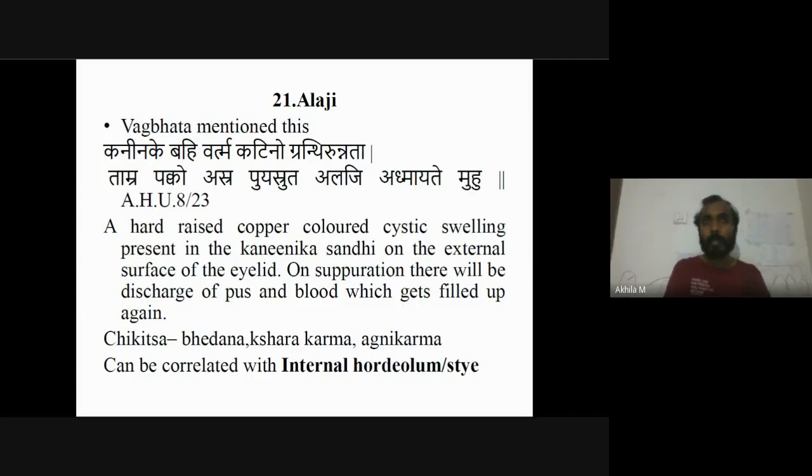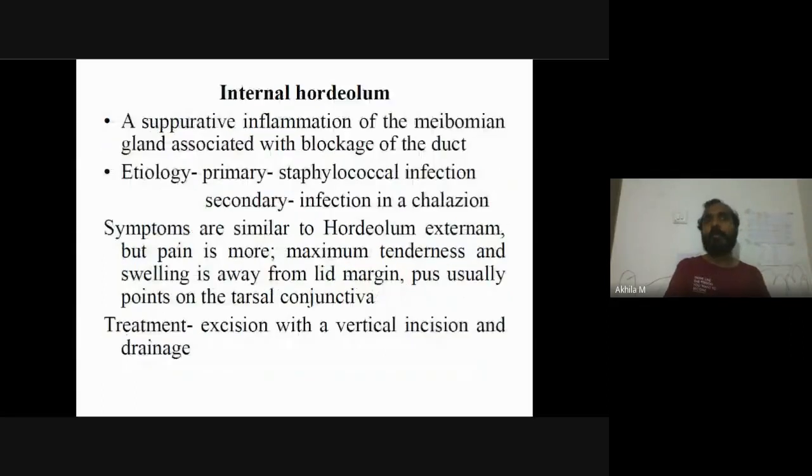Ashtanga, they only told about allergy. In chikitsa, when coming to the treatment, there the incision is advised. Sharagama, agnikarma is also advised. And this can be correlated with internal hordeolum, or otherwise with external hordeolum, or stye also can be correlated. What is internal hordeolum? We already described external hordeolum or stye. Chalazion, we already described that.